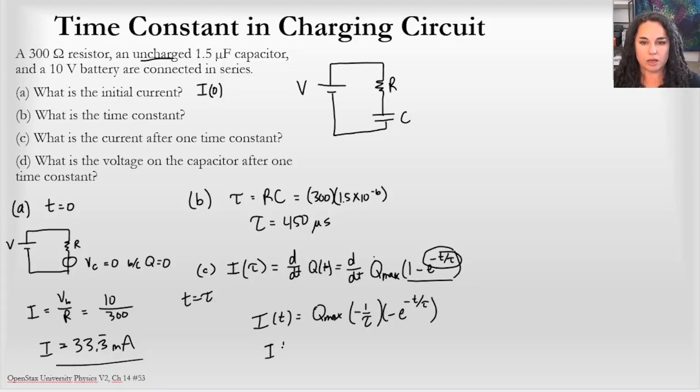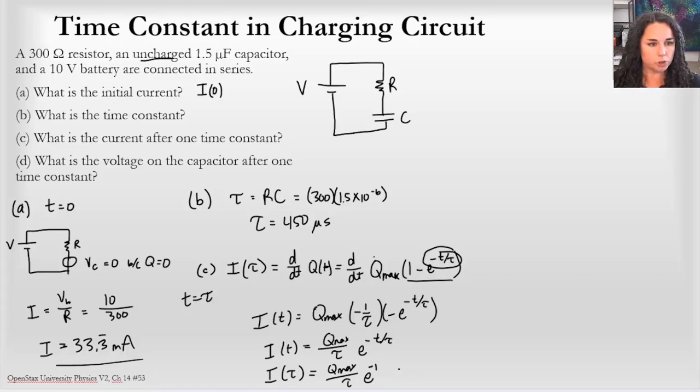And what I'm going to get, I of t equals Q max over tau e to the negative t over tau. If I want to plug tau into that equation, I get e to the first power. So I'm going to have Q max over tau e to the first power. Sorry, negative first power. There's a negative in there, right? So Q max, do I know Q max? Q max must be, what is Q max?